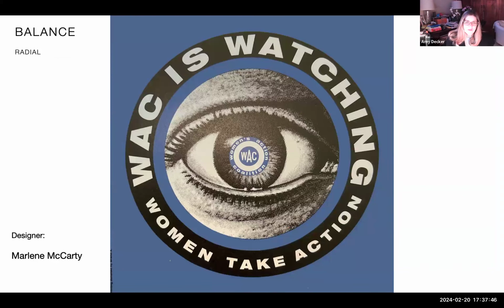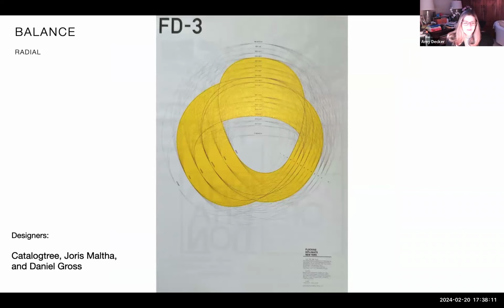Another type of symmetry or balance is radial. Radial balance designs feature images and design elements emitting from a single focal point, almost like the spokes on a wheel. The radial balance creates a strong focal point wherever your spokes converge. Of course, on this, it's the pupil of the eye that is pulling us all in on this radial balance. Here's another example.